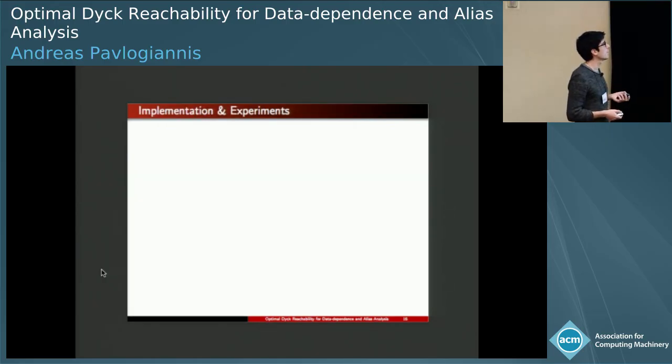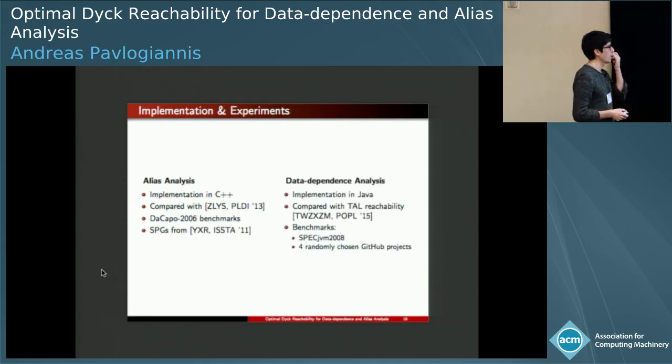Fine, let me quickly go through some of the experiments that we made. So we have made a prototype implementation for both Alias and data dependence analysis. And here we have used the experimental setting of the most recent papers we found on the topic. This is a PLDI'13 paper on the left and a POPL'18 paper on the right, and we compare against the methods that are proposed there.